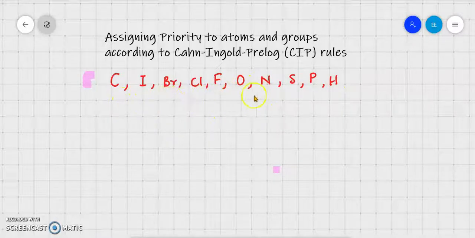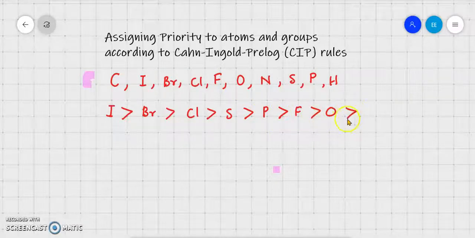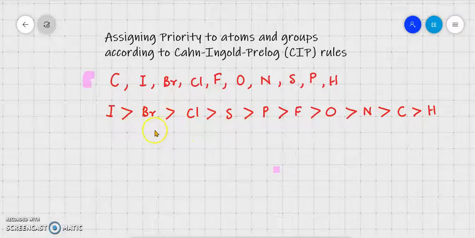Now when you consider the atomic number or atomic mass of these elements, we can list them from biggest to smallest as follows. So iodine has the highest atomic number. So iodine has higher priority than bromine, and then chlorine, and then sulfur, and then phosphorus. Then we come to fluorine, then oxygen, greater than nitrogen, greater than carbon, greater than hydrogen. So this will be the order of priority according to the Cahn-Ingold-Prelog rule.